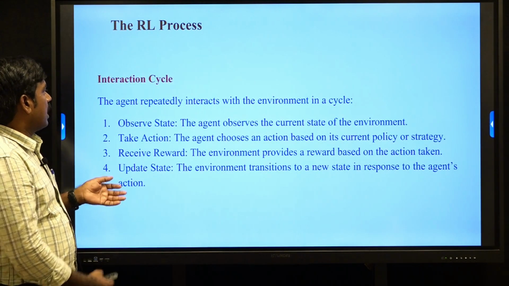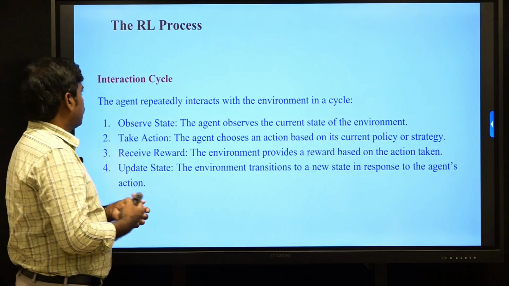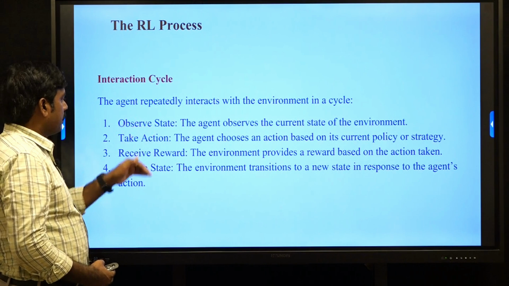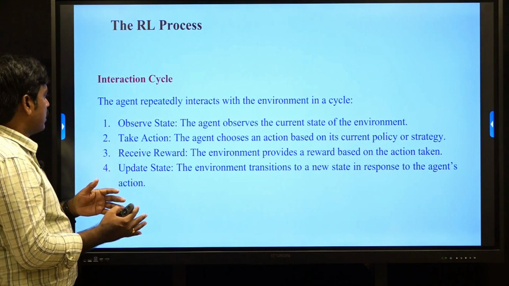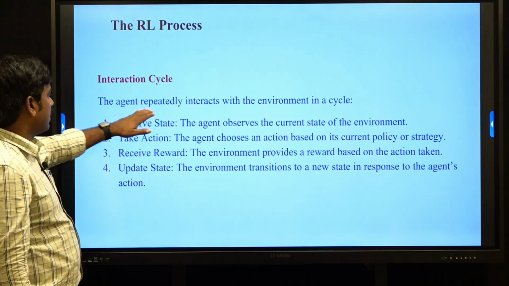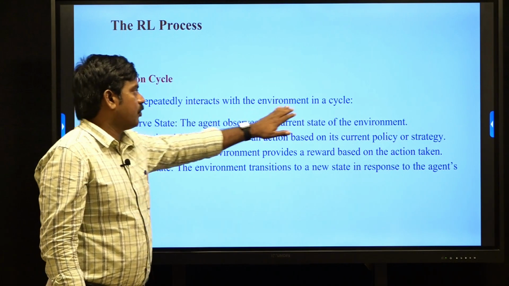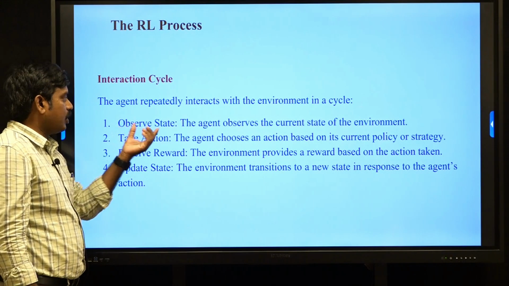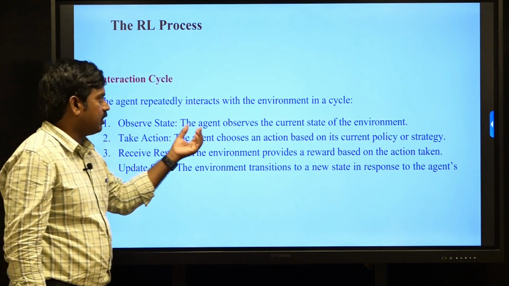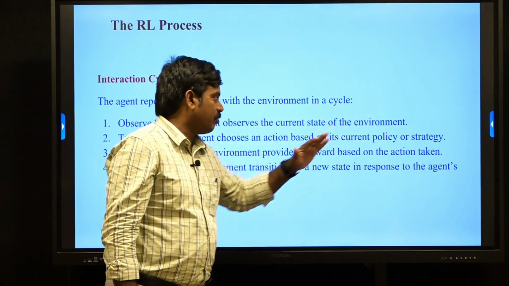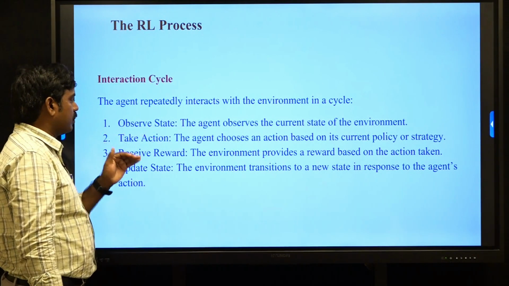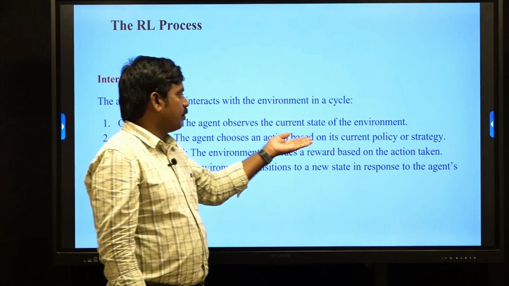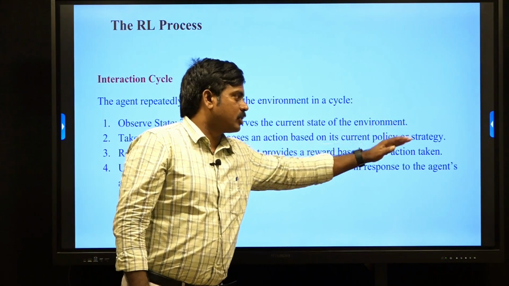The next one is the iterative process, the interaction cycle between the agent and the environment. The agent repeatedly interacts with the environment in a cycle of operations. The first one is the agent observes the current state of the environment. Next, based on the environment situation, the agent takes an action. The agent chooses an action based on its current policy or strategy.